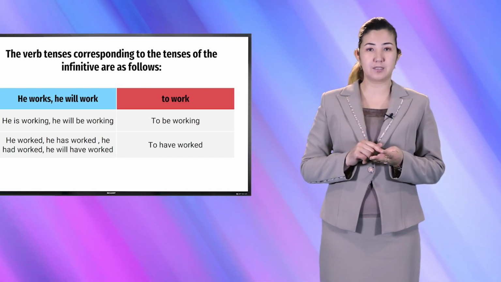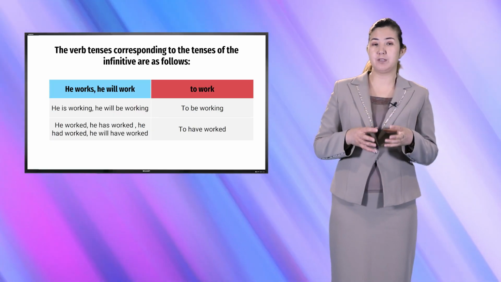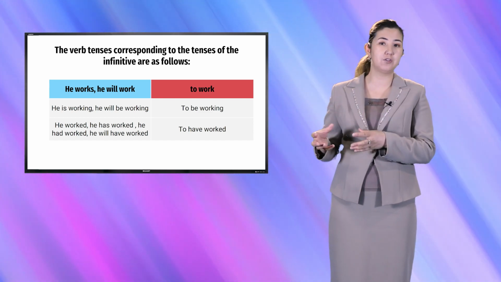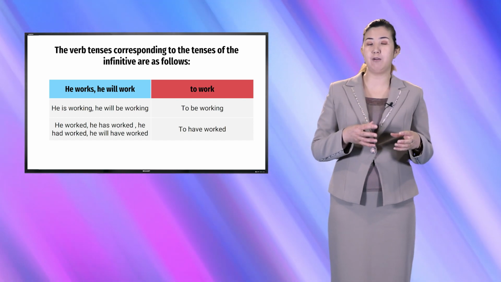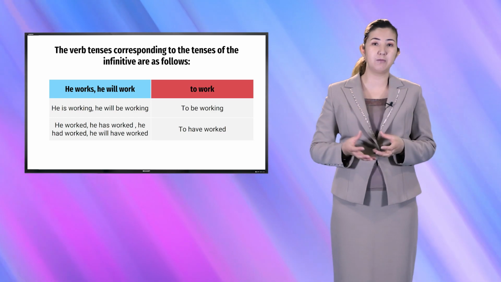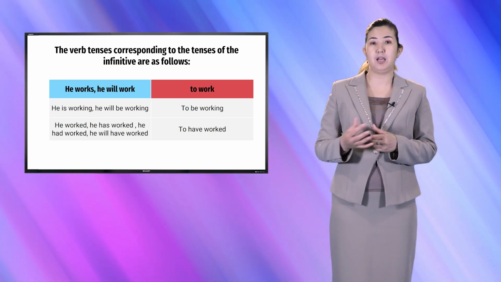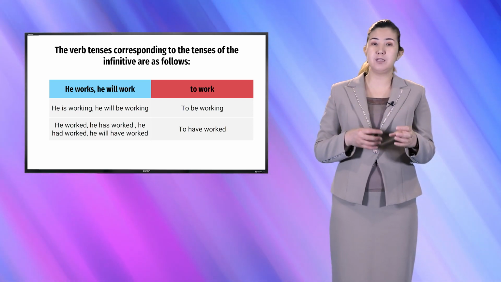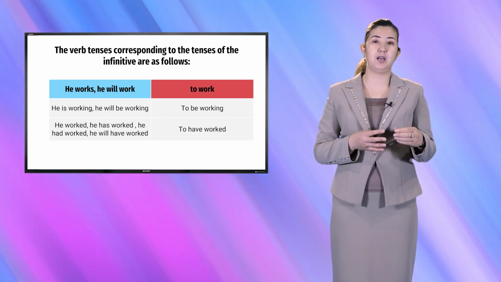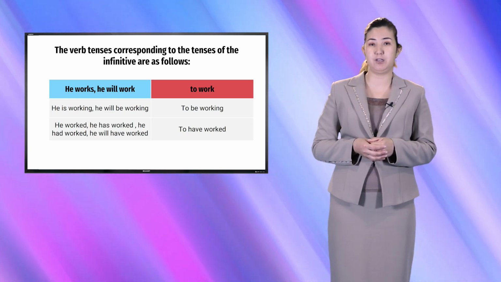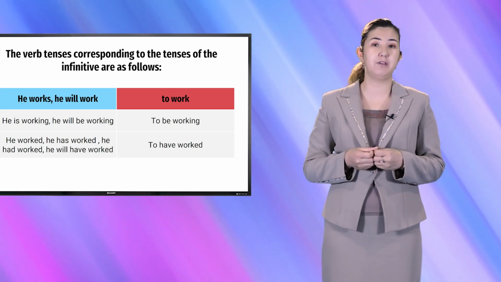Next verb tenses: the past continuous, present perfect continuous, past perfect continuous, and future perfect continuous. These verb tenses correspond to the perfect continuous infinitive. Let's see this in examples. For 10 days we have been living on nothing but cold meat, bread and jam. If we change it into an infinitive phrase: we seem to have been living on nothing but cold meat, bread and jam. So that is the verb tenses corresponding to the tenses of the infinitive. Dear students, I recommend you memorize both verb tenses and infinitive tenses.